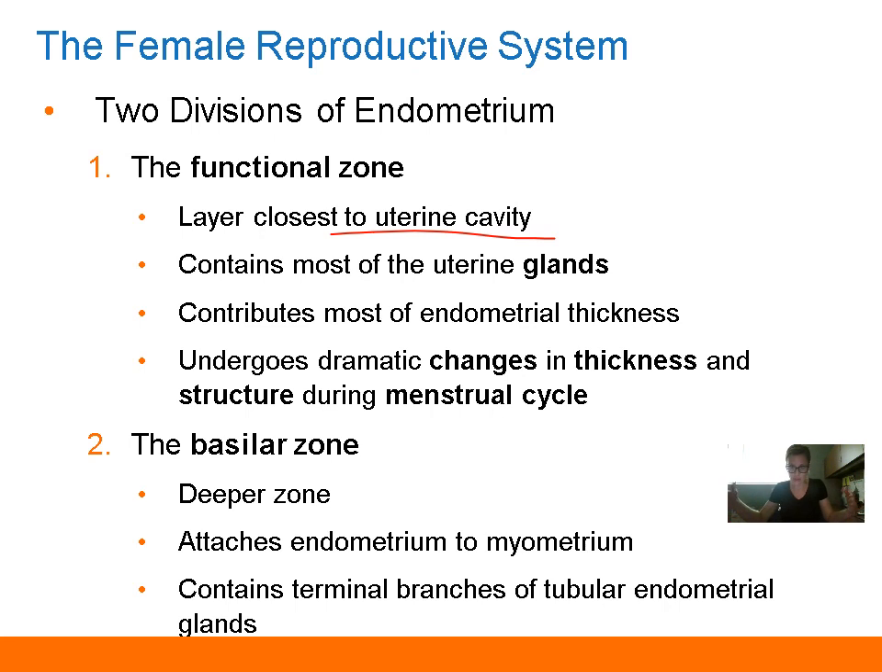Deep to that, underneath, we have the basilar zone, which makes sense, right? Base is like the bottom of it. The basilar zone is the part that attaches the rest of the endometrium to the myometrium. This contains the terminal branches of the vessels that are present, the terminal branches of the ducts of the glands that are present, etc.